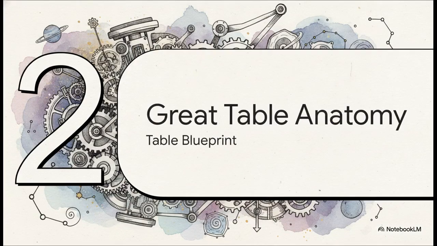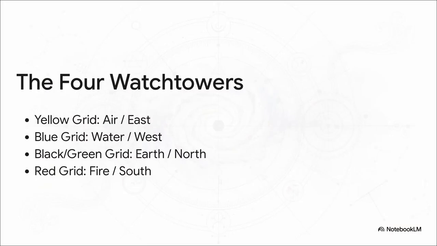Moving right along to Section 2, Anatomy of the Great Table, breaking down the blueprint. Structurally, this whole table is broken down into 4 distinct quadrants, which they called watchtowers. Think of it like a giant puzzle. Each of these functions as a localized coordinate system mapped directly to a classical element and a cardinal direction. So the top left yellow grid corresponds to air and the east, the top right blue grid is water in the west, the bottom left black or green grid is earth and the north, and finally, the bottom right red grid represents fire and the south.